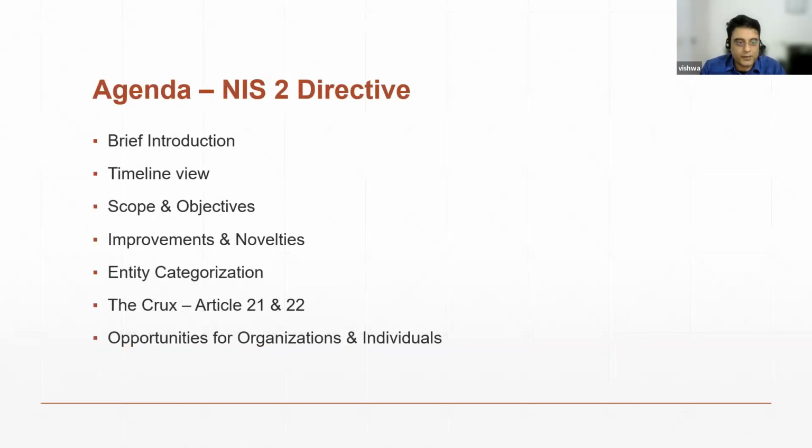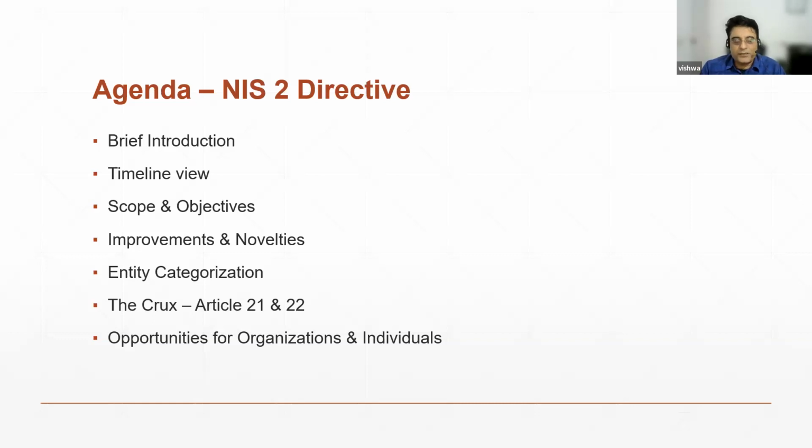In terms of what we'll be covering as the agenda, a brief introduction for the directive as such, and a timeline view of how this has evolved. This is not new, by the way, for the European Union. They used to have NIS as the previous directive, and then they upgraded to the next version, which they are calling NIS2, which is Network and Information Security 2 Directive.